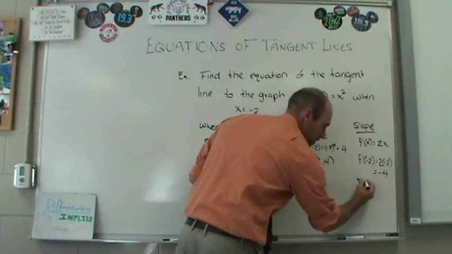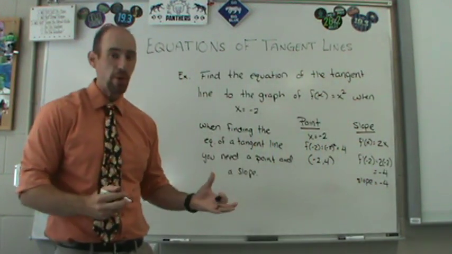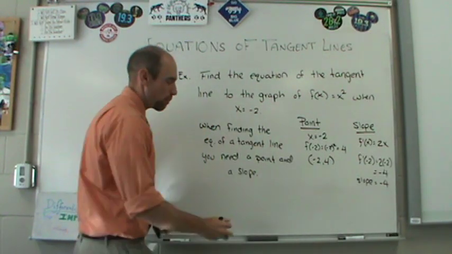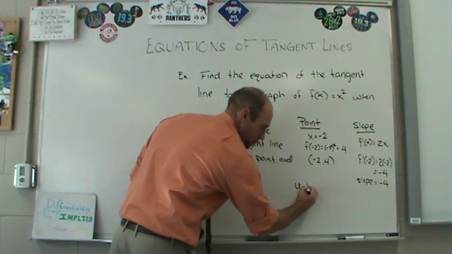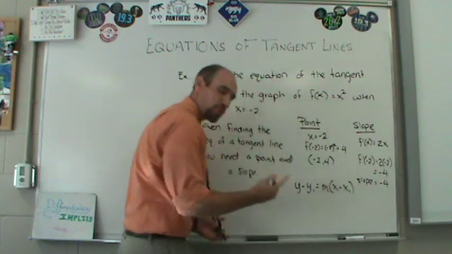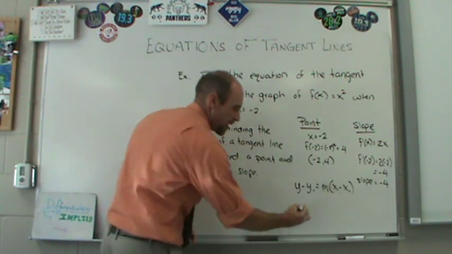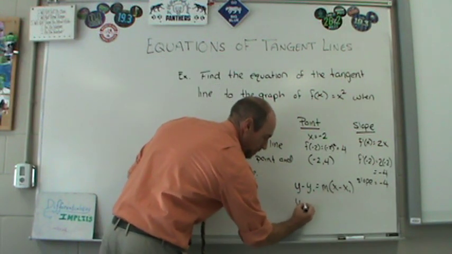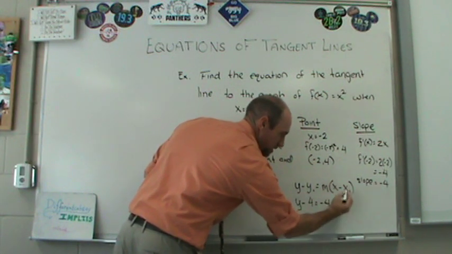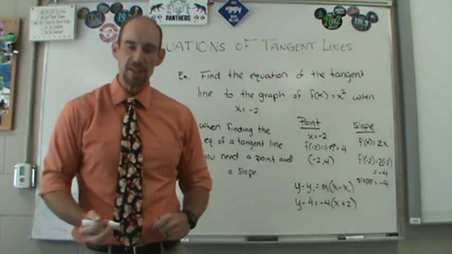So our slope now is -4. So I have a point and a slope. Again, the easiest way to make an equation of a line is use point slope. So remember, point slope is y minus y1 equals m times x minus x1. This is why we practice this all in chapter P, because all we have to do is plug in our point and our slope, and our equation of the tangent line is just going to be y minus 4 equals -4 times x minus -2, which is plus 2. And there we have it. There's our equation of a tangent line.